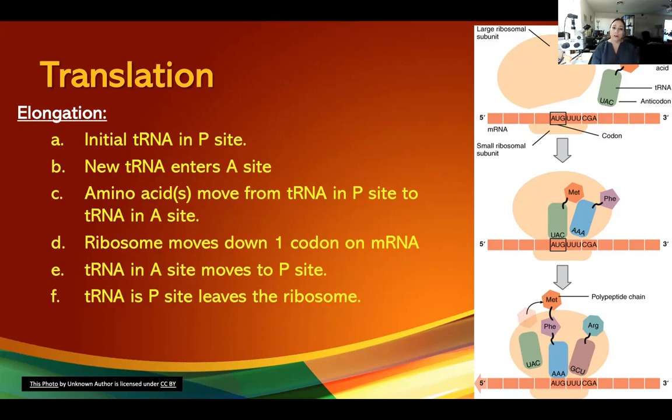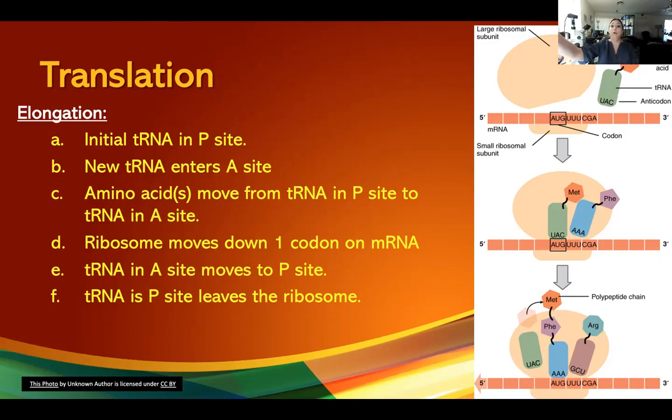The amino acid on the transfer RNA in the P site transfers over to the tRNA in the A site. We call that translocation. Okay, so amino acid goes from the transfer RNA in the P site over to the transfer RNA in the A site. The ribosome moves down one codon. So the transfer RNA that's in the P site, and it's now empty, it has no amino acid, it leaves. The transfer RNA that was in the A site is now in the P site, leaving the A site open.